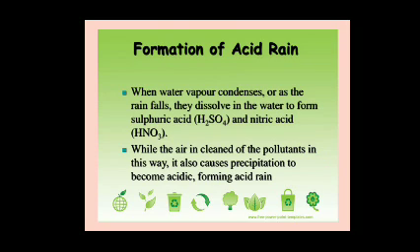See the reactions: SO2 plus H2O gives H2SO3. SO3 plus H2O gives H2SO4. N2O3 plus H2O gives 2HNO2. N2O5 plus H2O gives 2HNO3. The pH value of acid rain is 5.6 to 3.5.